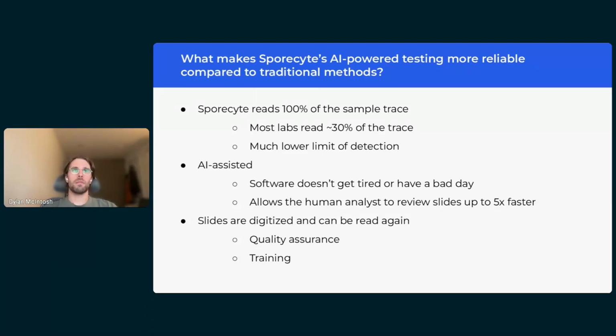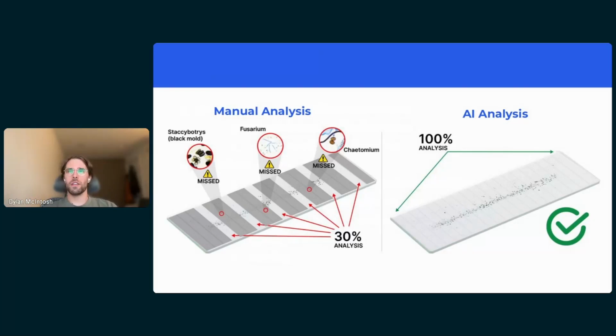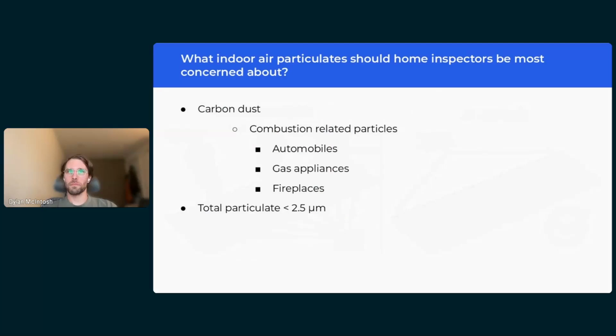So we'll go ahead back to the presentation. Here's again that slide representation of 30% of the trace versus 100%. So what are some indoor air quality particulates home inspectors should be most concerned about? Now, there's specific things that I'm not going to mention here that are outside of the home inspector's typical wheelhouse, like respirable crystalline silica or asbestos, things like that, probably a little beyond what home inspectors are taking a look at.